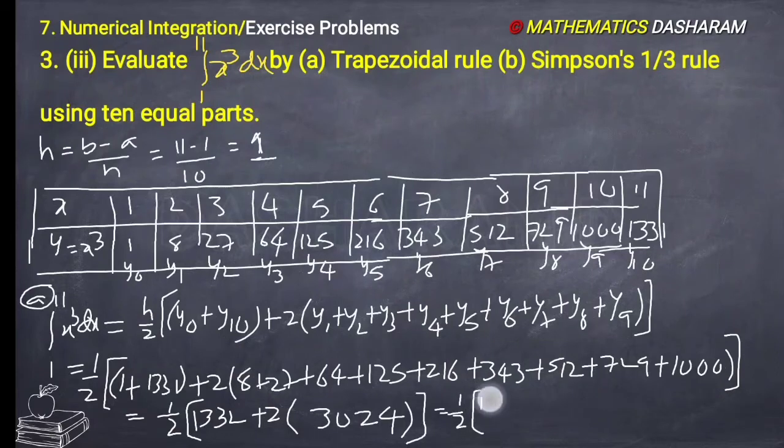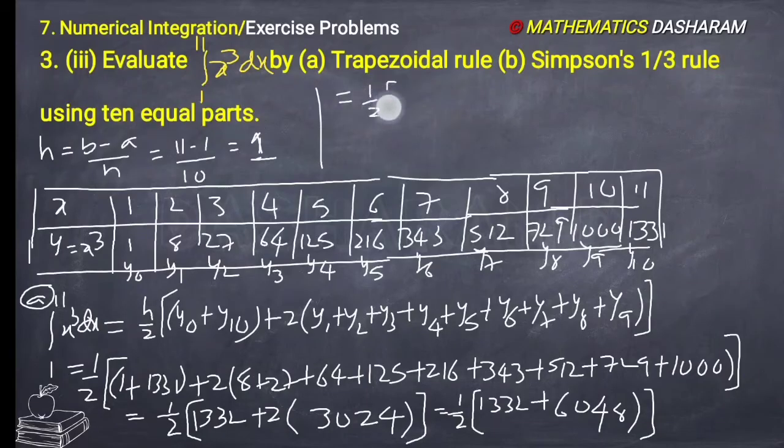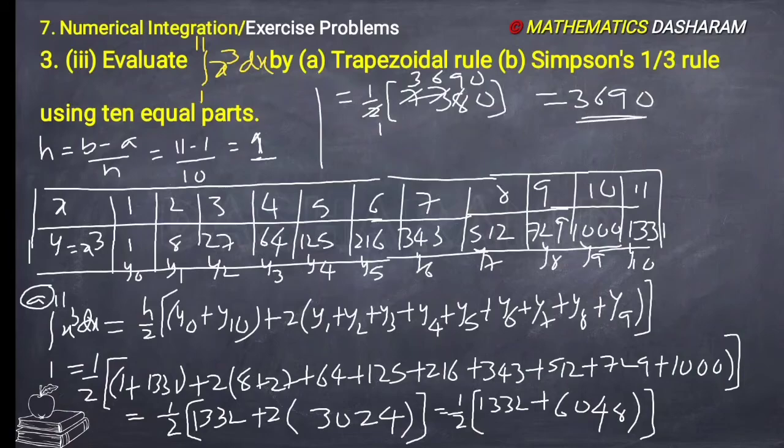So 1 by 2 bracket of 1332 plus 2 into 3024 is 6048. So it equals 1 by 2 bracket of, here 8 plus 2 is 10, 1 carry 5, 5 plus 3 is 8, 6 plus 1 is 7. So 2 ones are 2, 2 threes are 6, 2 sixes are 12, 2 nines are 18. So the required answer is 3690.